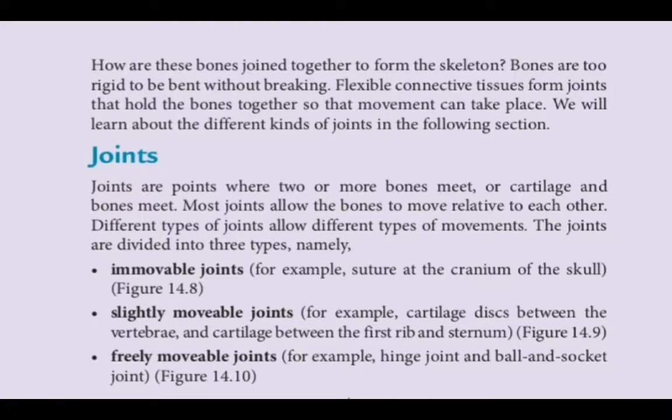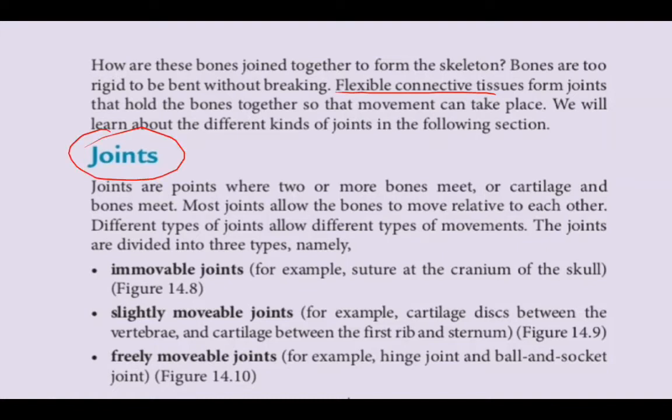How are these bones joined together to form a skeleton? Bones are too rigid to be bent without breaking. Flexible connective tissue forms joints that hold the bones together, so that the movement can take place. So we will learn about different kinds of joints. So di sini joint, sendi-sendi.